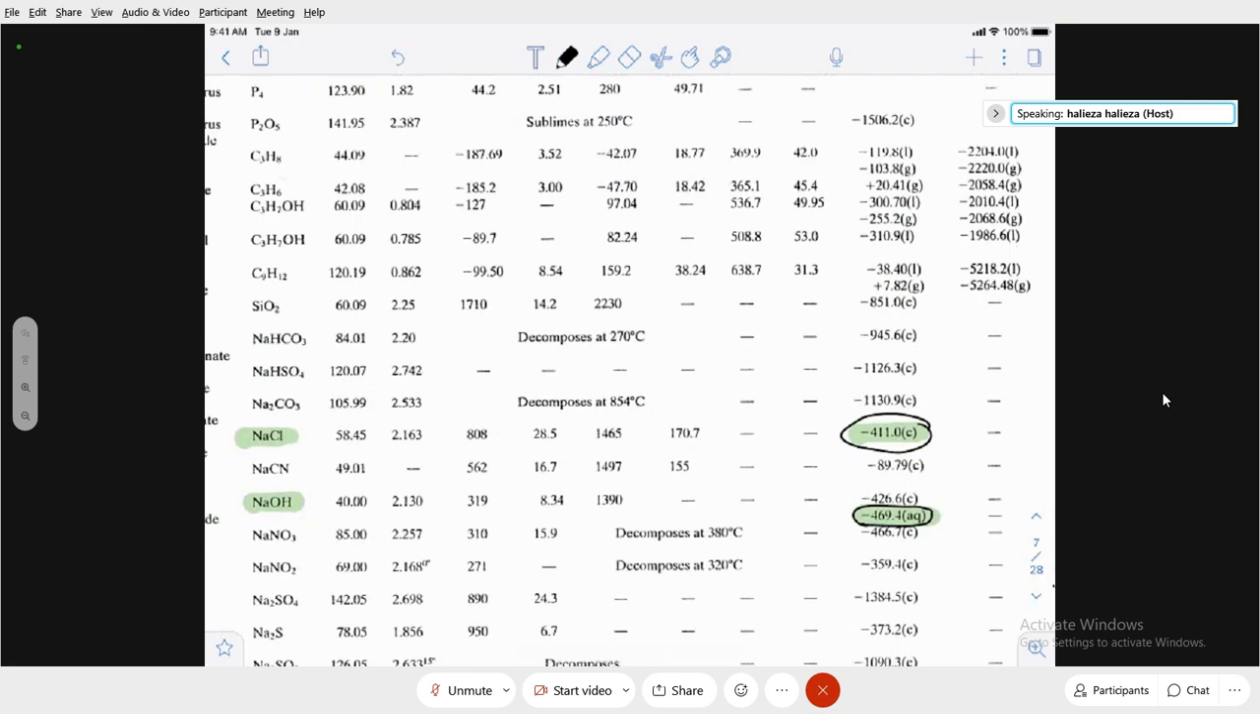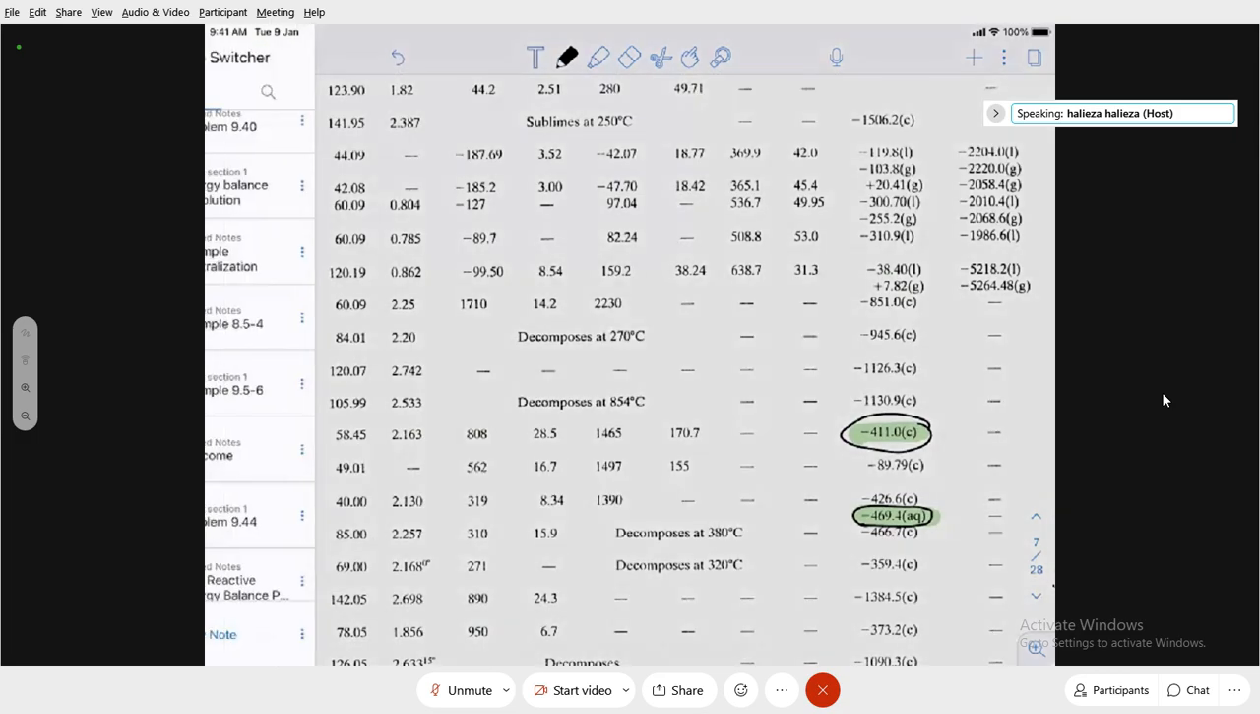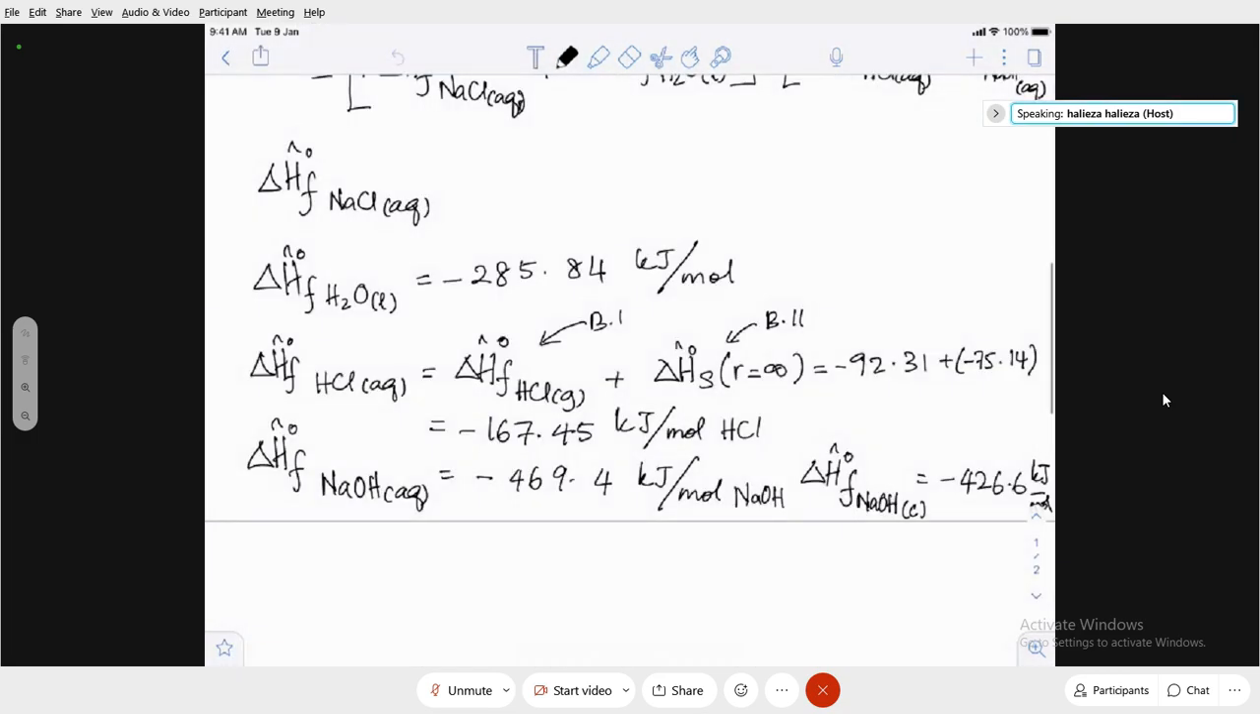So you need to use the equation that we used previously to calculate your heat of formation for the solution. Use the heat of formation of your sodium chloride solid, the crystal, plus your heat of solution from appendix B11. In this case, your R is equal to infinite. That is B11. So that value, what did I mention just now?